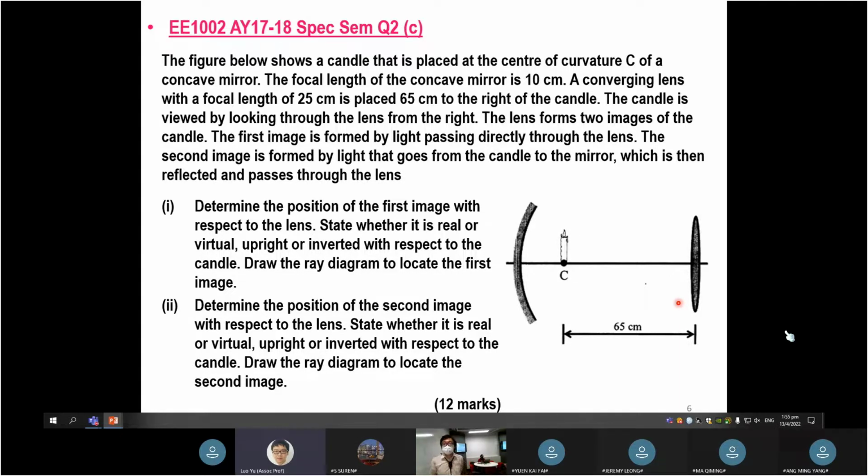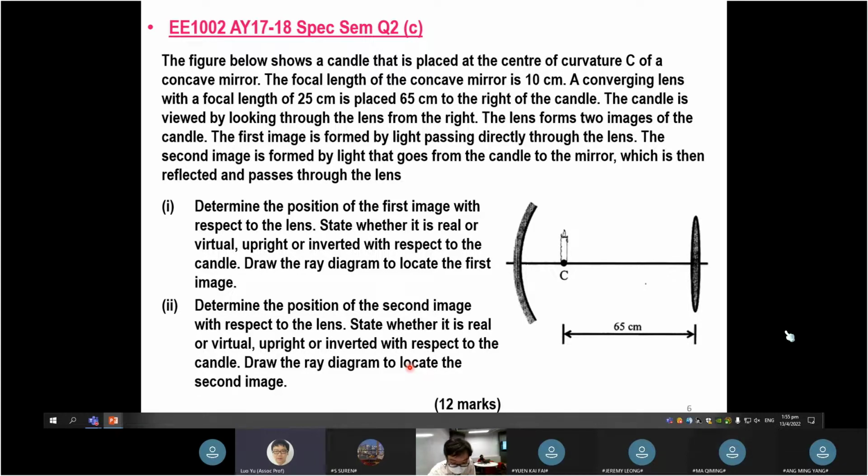The question wants us to determine the position of the first image with respect to the lens, and then comment whether this is a real, virtual, upright, or inverted image. Also, we have to draw a ray diagram to show how the image is formed. The second part, of course, wants us to determine the position of the second image as well as its property. And finally, draw a ray diagram.